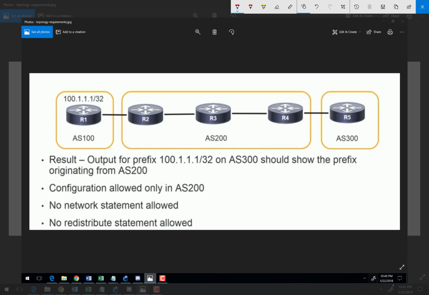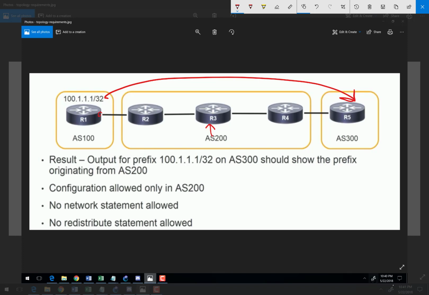We need basic connectivity. So we already have a problem here in the topology that needs to be overcome before we can even get a prefix from here to here with any AS number. And that is the BGP split horizon rule. A BGP speaker will not advertise an iBGP route that it learned from an iBGP peer to another iBGP peer. And that's going to happen right here.